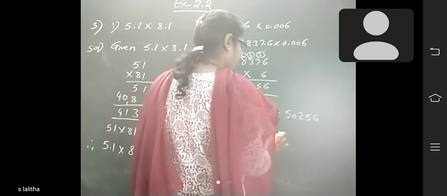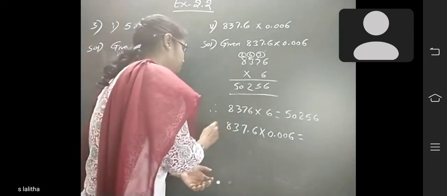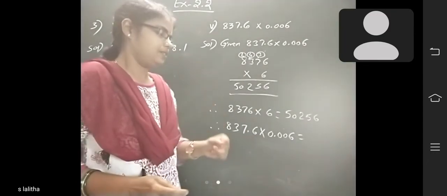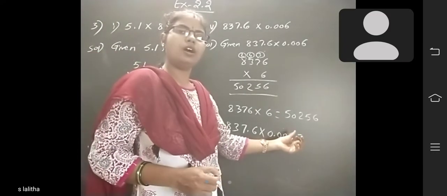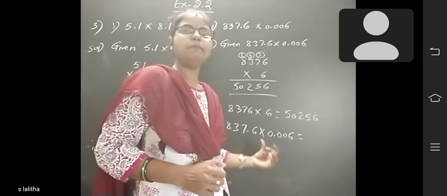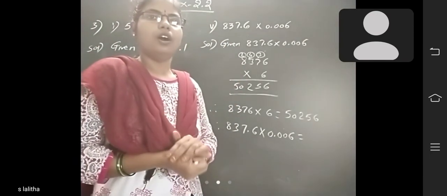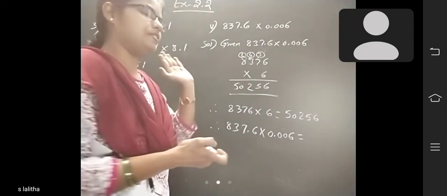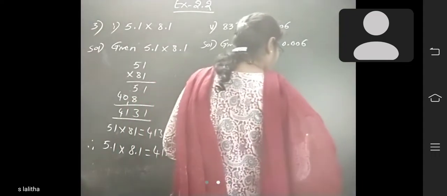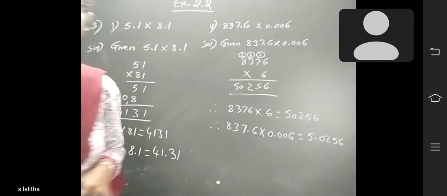837.6 into 0.006 is equal to... so the first number has the decimal point after how many digits? 1 digit. Next, the second number, decimal point after how many digits? 1, 2, 3. So here 1, here 3. 1 plus 3, how much? 4. So you should keep the decimal point 4 digits from right side to left side. Count it: 1, 2, 3, 4. So you should keep the point here. 50.256... 0.050256 is not the answer; 5.0256 is the answer. Okay? Right.